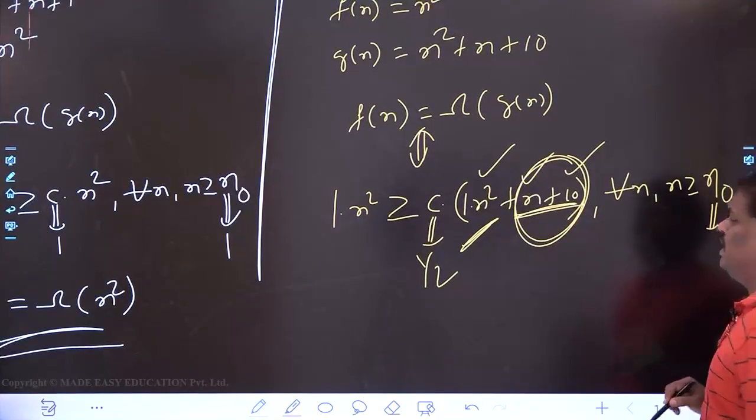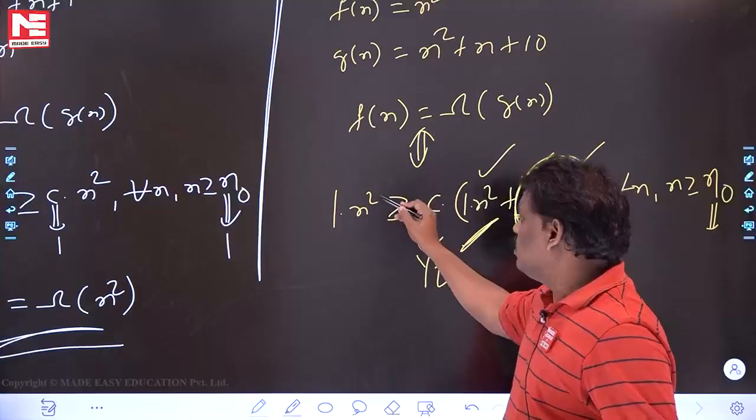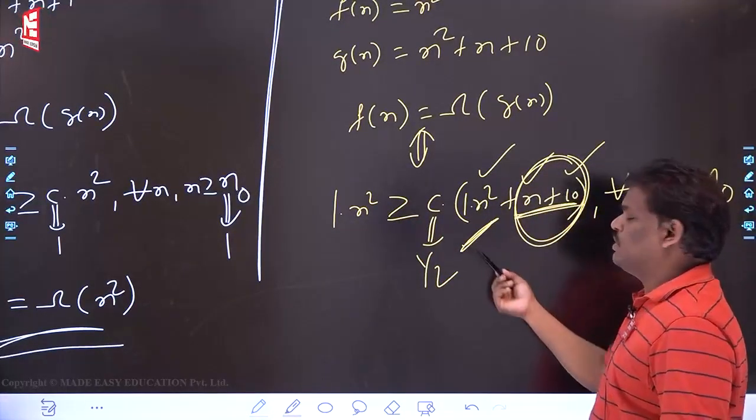Just verify from where it is working. Can you help? Is 1 working? This is the 1 only. N value 1, right? But what about this one? 1 plus 1 plus 10, 12. 12 by 2, 6. Fail.